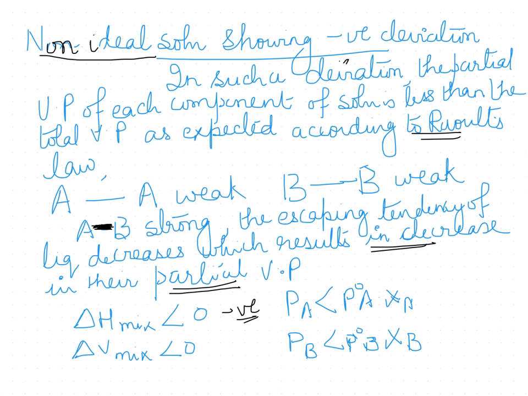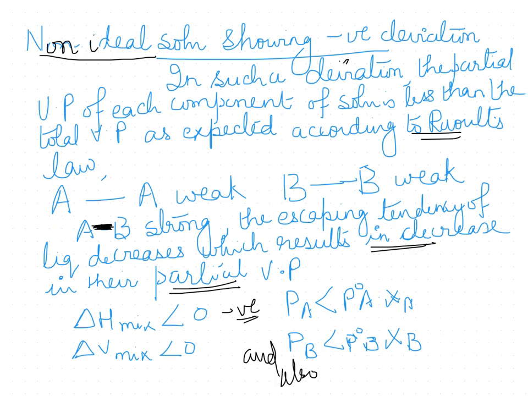Likewise, delta V mixing is less than 0. That means if I am taking 25 ml of A and adding 25 ml of B to it, since A and B are forming very strong bonds, the total volume is not 50 ml but only 48 ml. Is it clear? And also, see, PA is less than P0A into XA, and PB is less than P0B into XB, and P total is less than PA plus PB. Are you able to understand? I hope this part is very, very clear to you now.